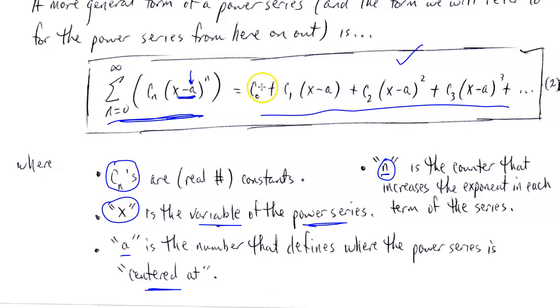So here we have really x minus a to the 0, x minus a to the 1, x minus a to the 2, x minus a to the 3, and this is the n equals 0 term. This is the n equals 1 term. This is the n equals 2 term, so on and so forth. So you see how n is the exponent on the x minus a here. Okay, so that's essentially its function in this power series.